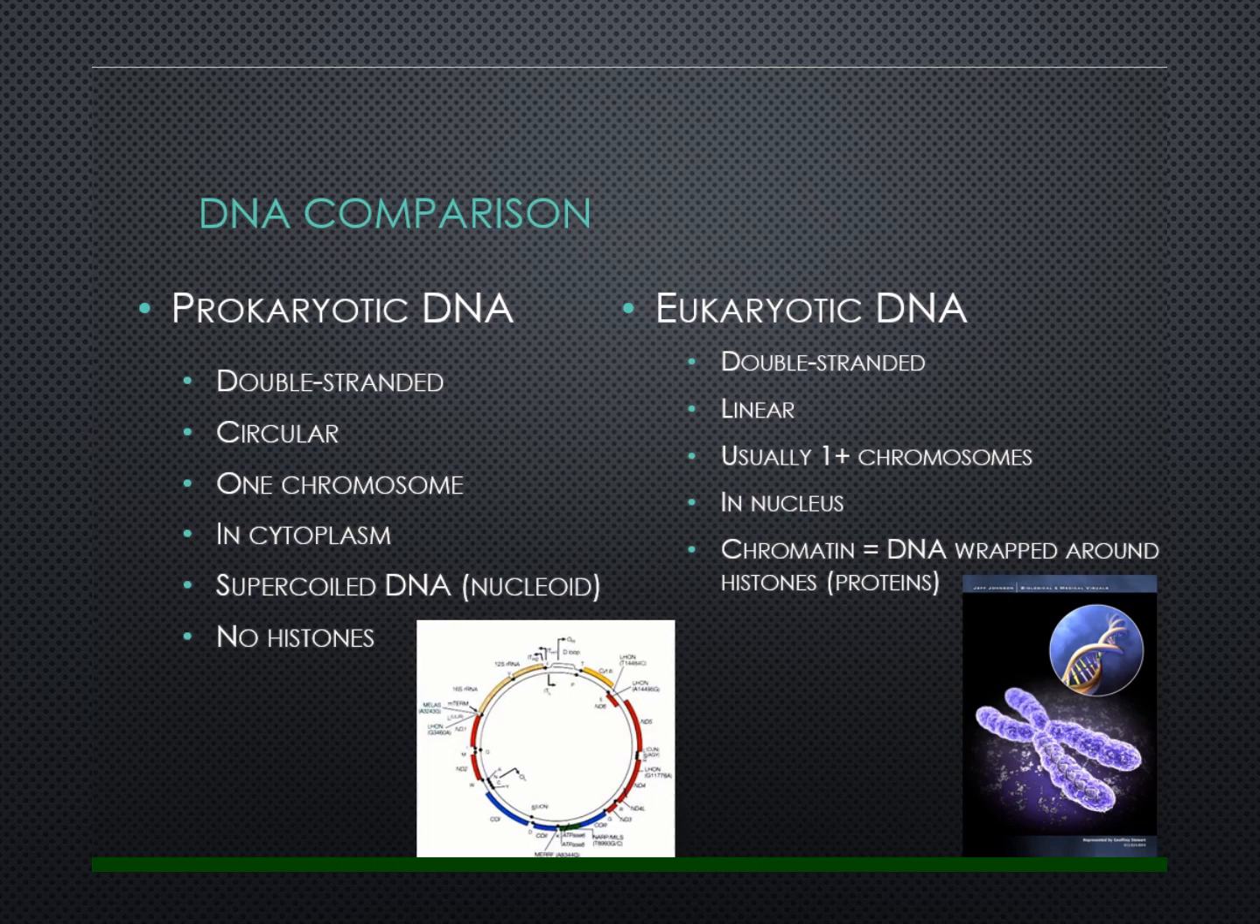But eukaryotic DNA is also double-stranded, but it's linear, right? So it's got a beginning and an end, and it's usually one or more chromosomes. Again, humans have 46 chromosomes, and our DNA is found in the nucleus. Chromatin is DNA that's wrapped around the histones, which are a protein. So again, prokaryotic DNA does not have histones, and we do have histones, so our DNA is wrapped around that, and that is what makes up the chromatin.